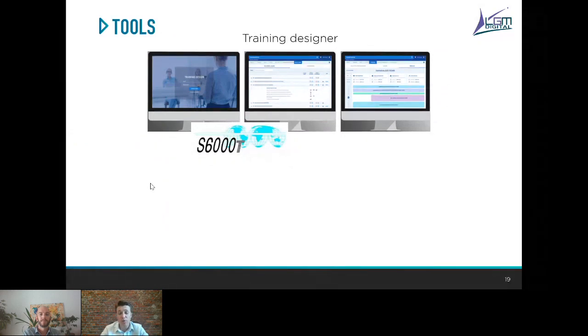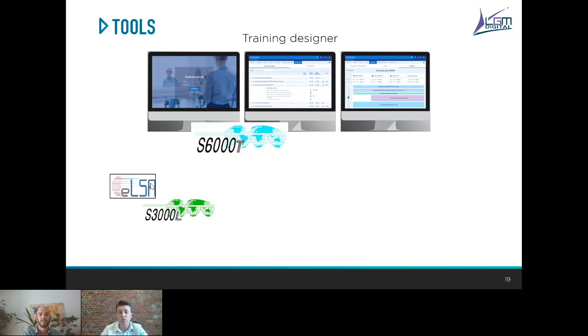Those data models, as they are a bit complex, are not easily manageable with Excel or Word documents. That's why for each S-series specification, we try as much as we can to have a tool dedicated to each. For example, for the S6000T, we have prototyped a tool called Training Designer, that will normally be developed next year in 2021.